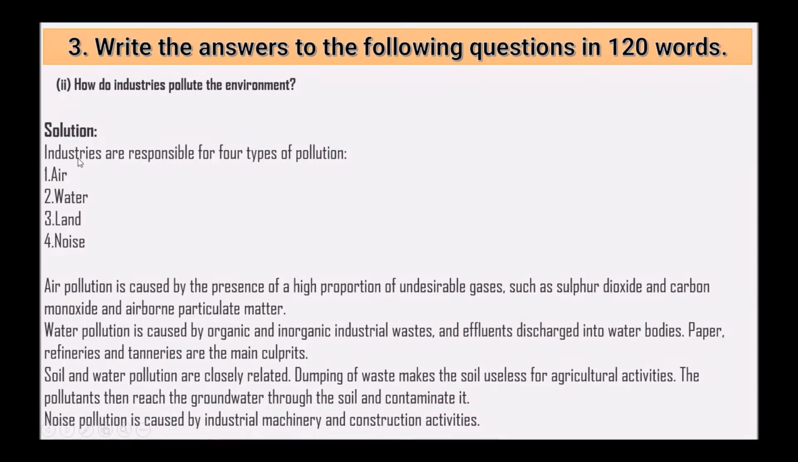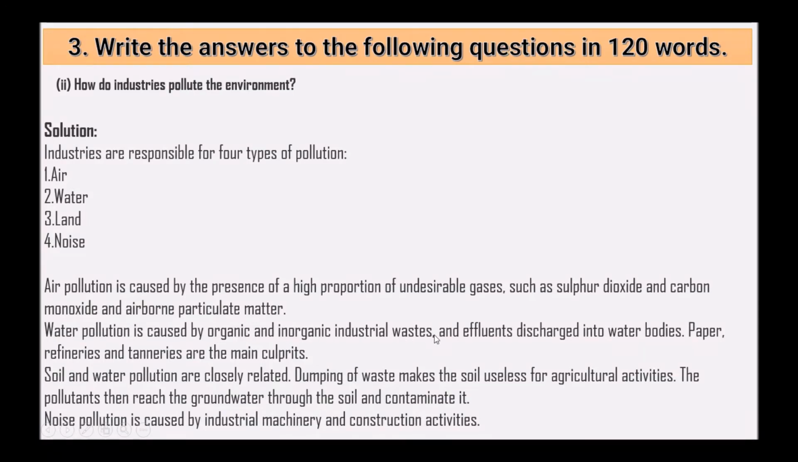Next, how do industries pollute the environment? Industries are responsible for four types of pollution: air, water, land and noise. Air pollution is caused by the presence of a high proportion of undesirable gases such as sulfur dioxide and carbon monoxide, and airborne particulate matter.